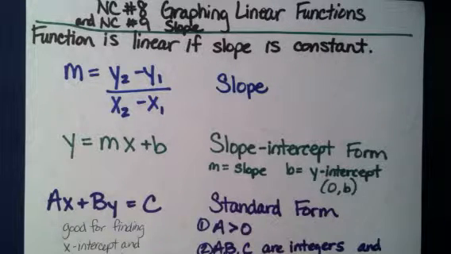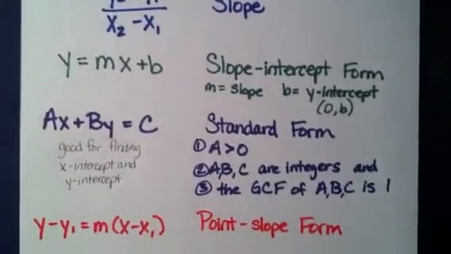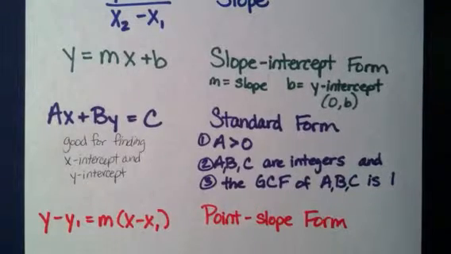This one is good for finding the x-intercept and the y-intercept. We also covered point-slope form, which is y minus y1 equals m times x minus x1. So if we were given just a point and a slope, we can calculate the slope-intercept form.